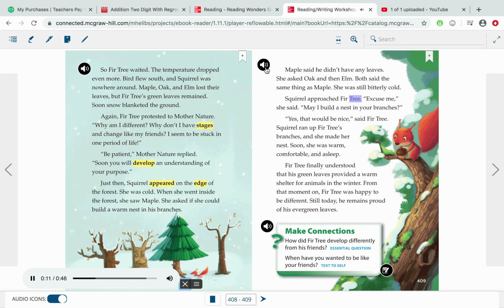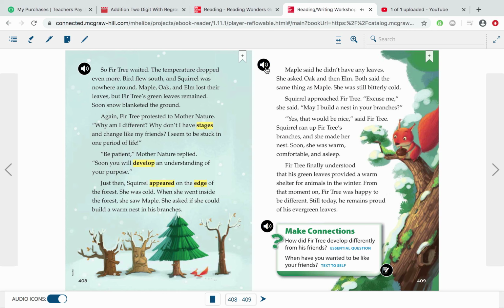Squirrel approached Fir Tree. "Excuse me," she said. "May I build a nest in your branches?" "Yes, that would be nice," said Fir Tree. Squirrel ran up Fir Tree's branches, and she made her nest. Soon, she was warm, comfortable, and asleep. Fir Tree finally understood that his green leaves provided a warm shelter for animals in the winter. From that moment on, Fir Tree was happy to be different. Still today, he remains proud of his evergreen leaves.